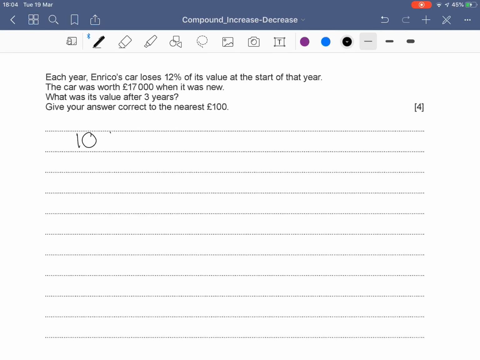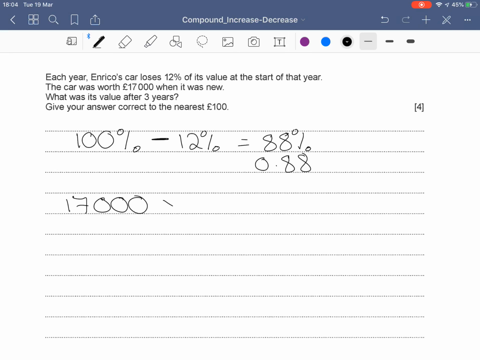So the car was 100% of its value, but each year it loses 12% of its value. So at the end of each year, it's only got 88% of its value. I'm going to do the same as we always do. Changing that to a decimal, 0.88. I'm going to take the car's worth, the 17,000, and times it by the 0.88, and it's over 3 years, so I'm going to do that to the power of 3.